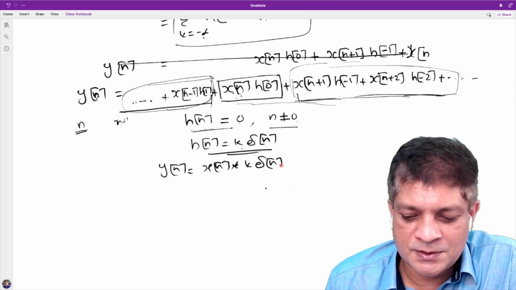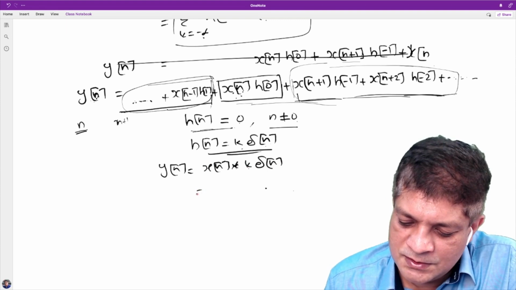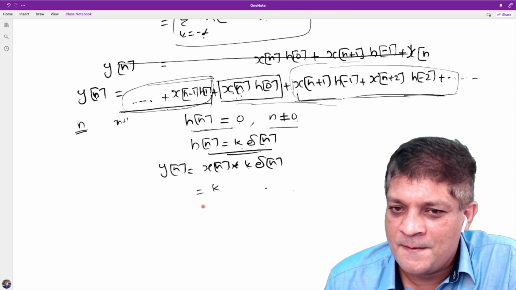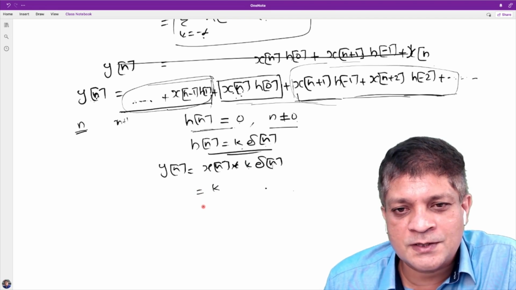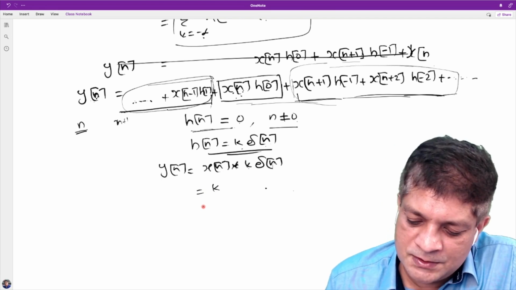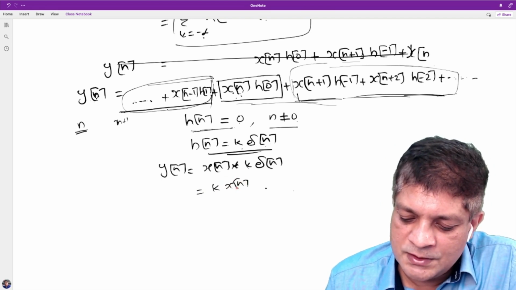What is that convolution? K is a constant. Is it k times x[n] convolved with delta[n]? What is x[n] convolution delta[n]? If you convolve any signal x[n] with the delta function, you will get x[n].